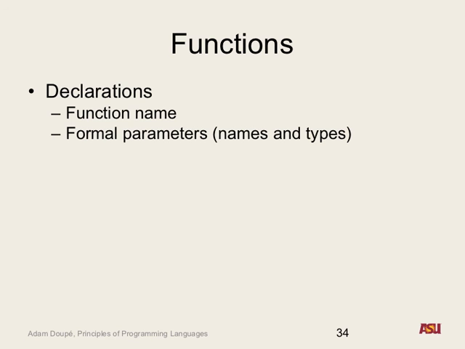Okay, we need some terms to talk about the parameters that are in the definition of the function and the parameters that we pass into the function, because those are two separate concepts: the parameters inside the function and the parameters that we pass to the function when we call it. We're going to call these formal parameters. And the types. We also need to know the return type of the function.